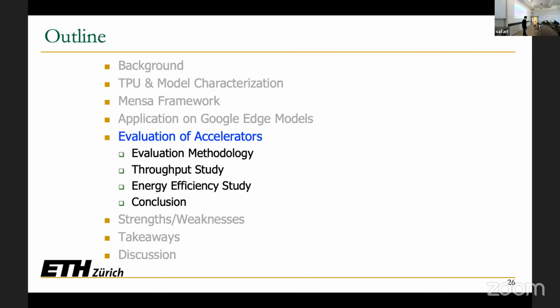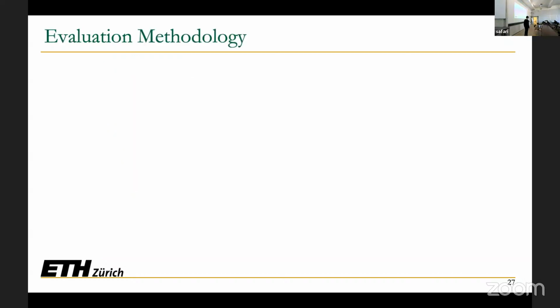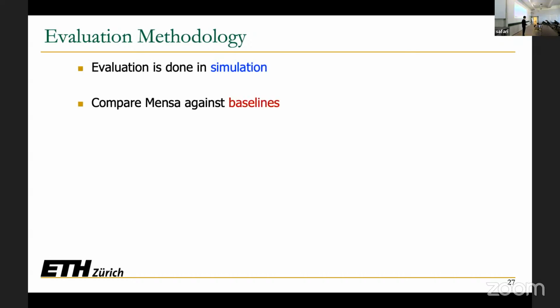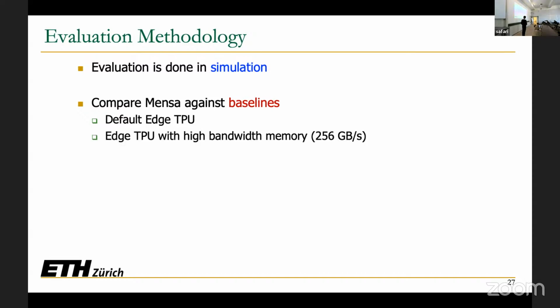Cool. So now I'll talk about the evaluation of accelerators. The evaluation methodology employed by the researchers, the throughput study, an energy efficiency study, and then the conclusion on results. The evaluation was done in simulation to compare Mensa against the baselines. There are 2 baselines that you'll see. The first one is the default Edge TPU baseline, which is just an unmodified TPU. The next one is the Edge TPU with high bandwidth memory, more specifically 256 gigabytes per second.